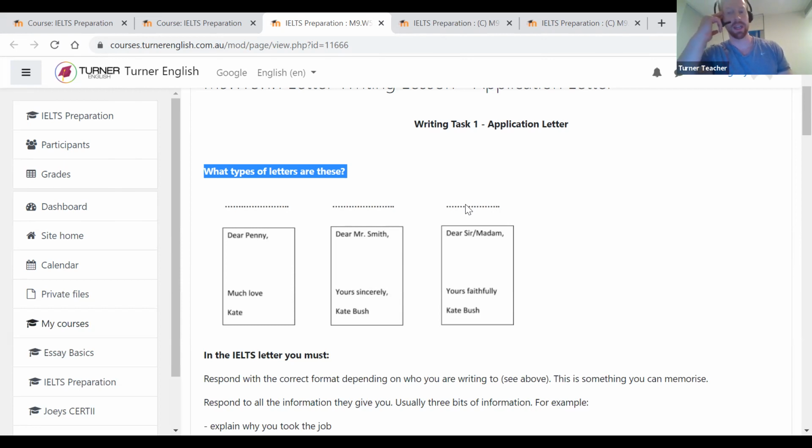And then last one, let's get Jaya to read that one. Dear sir or madam, yours faithfully, Kate. It's a formal letter. Okay, and why is it formal? The introduction is dear sir or madam, and closing yours faithfully, Kate. Okay, very good.